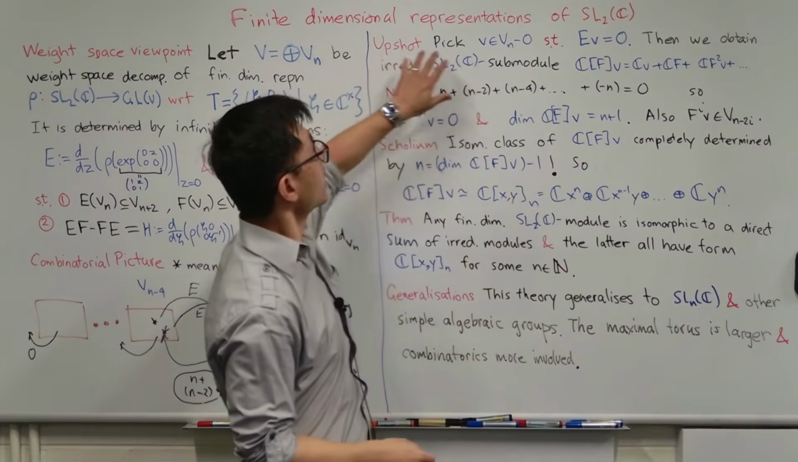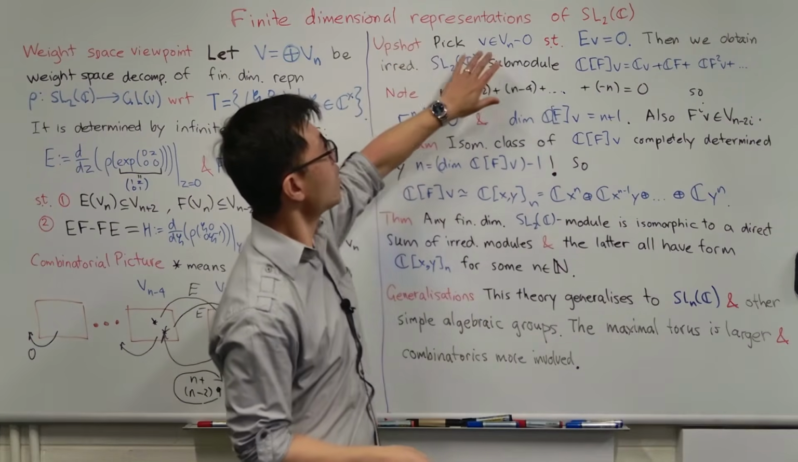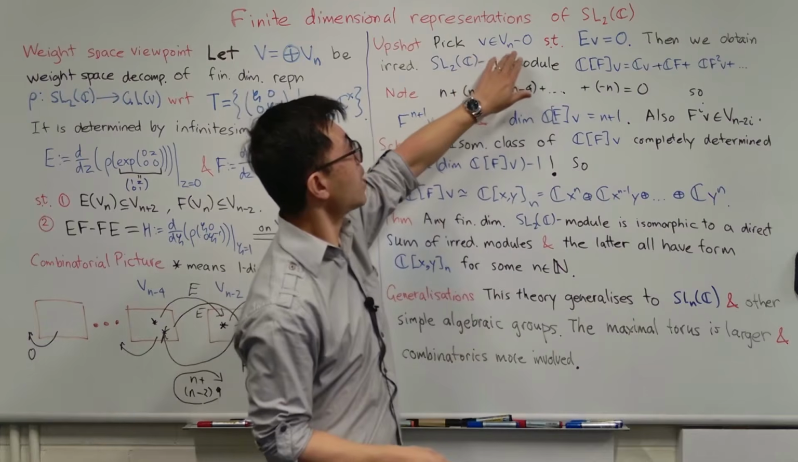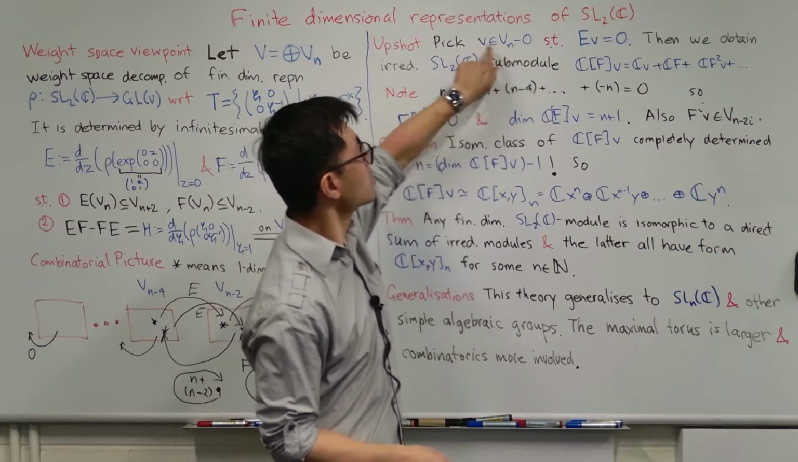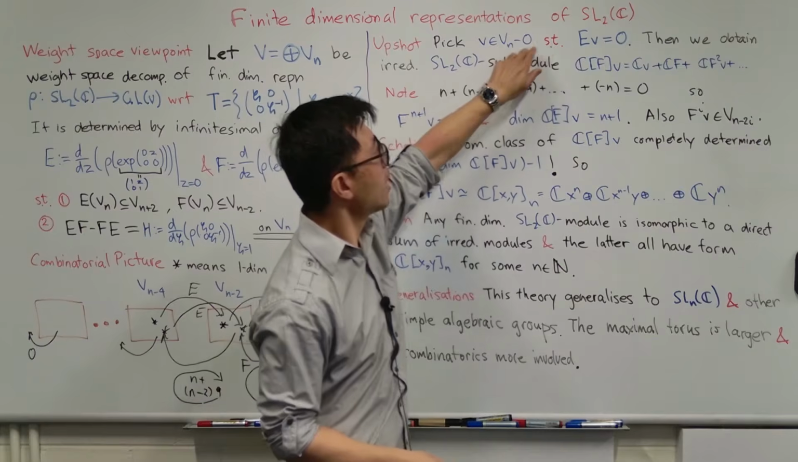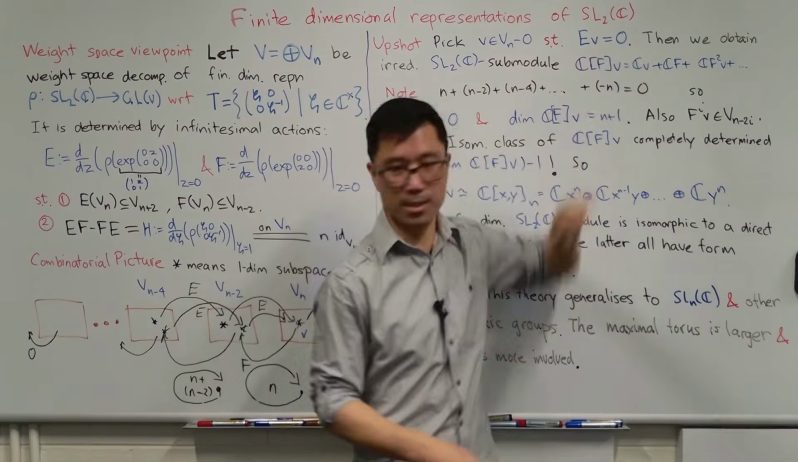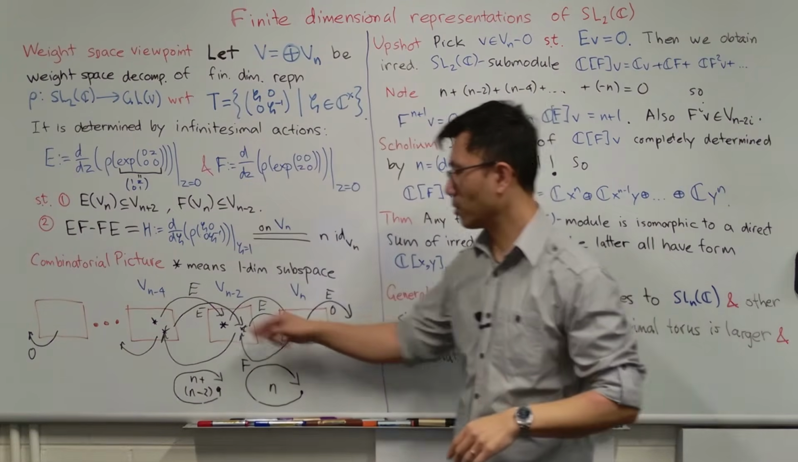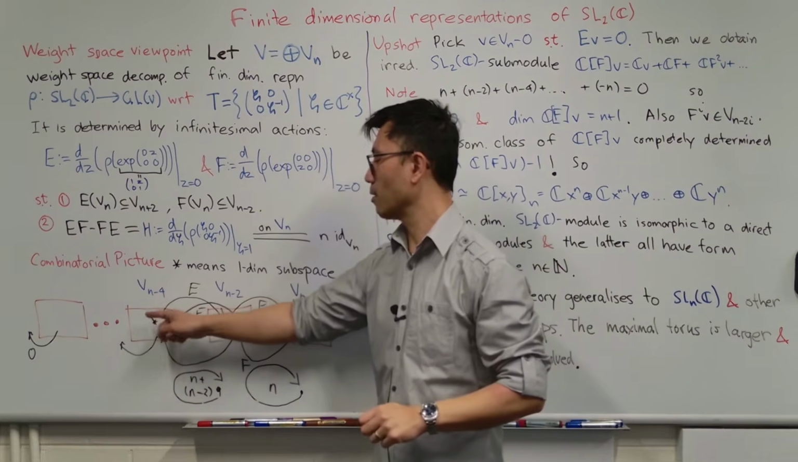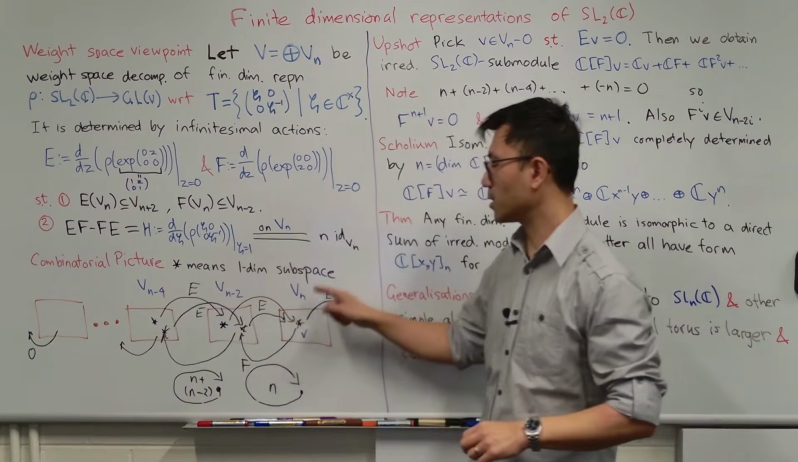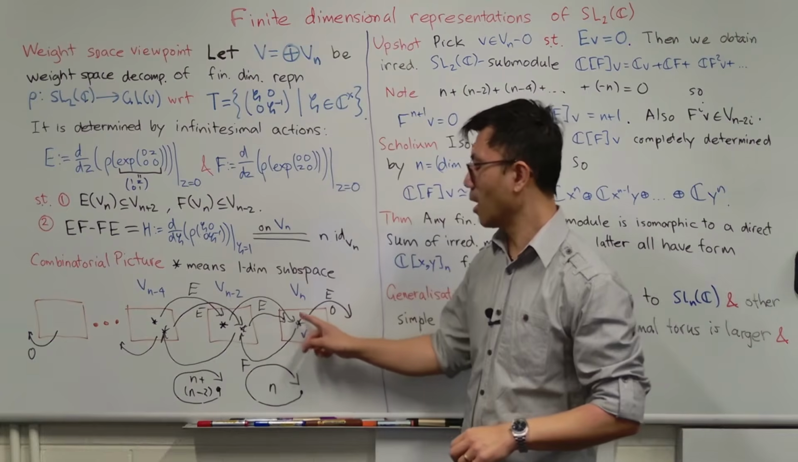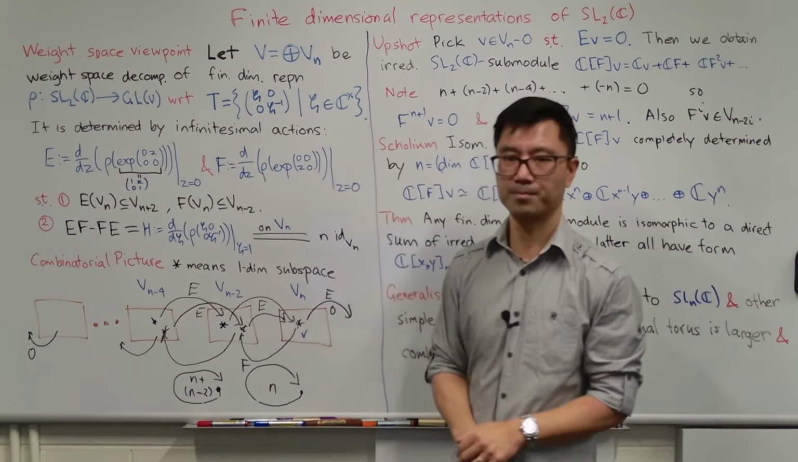Okay, so what's the upshot of what's going on? So firstly, you can pick a V inside some weight space, which is non-zero, such that if you apply E to it, you get 0. So that's what we found here. We chose any vector here. Okay, we just kept applying E until we got 0. Okay, so the last one before you get 0, we call that V.